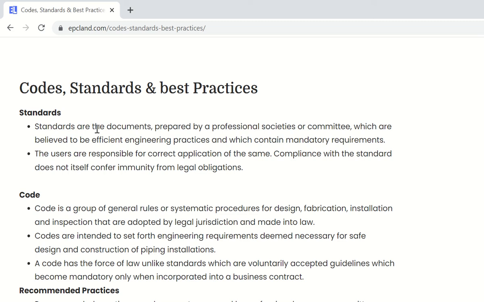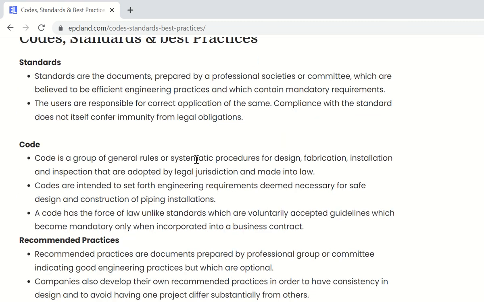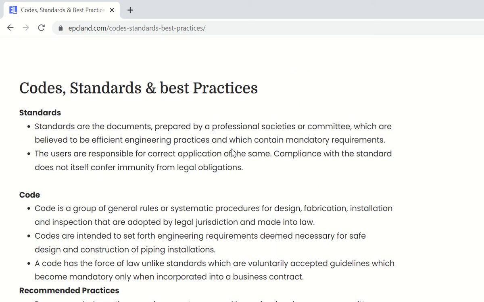Codes, standards, and best practices. These are the foundation of any particular project. So let us try to understand what we need to know about these three terms. Let us first look at standards.